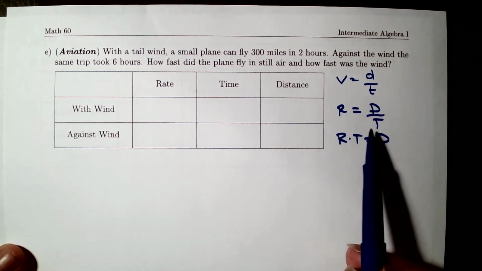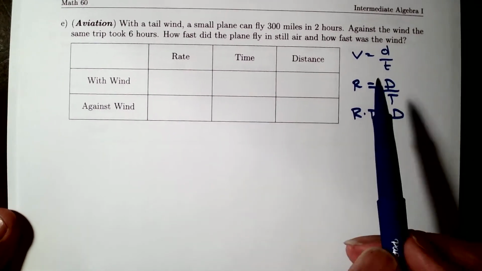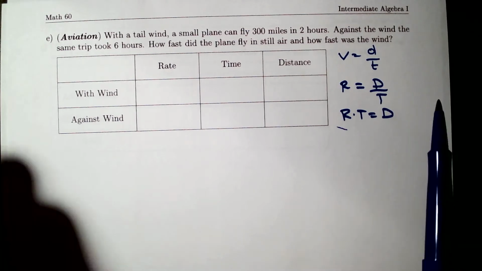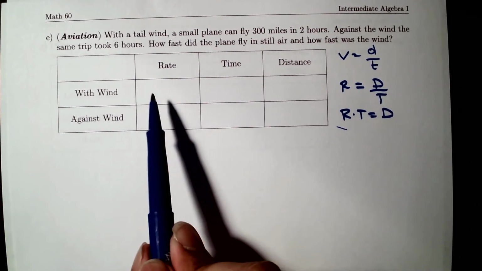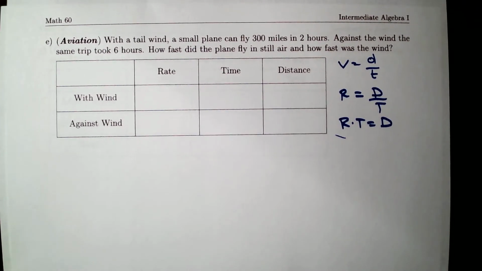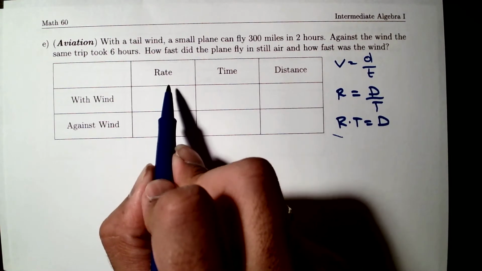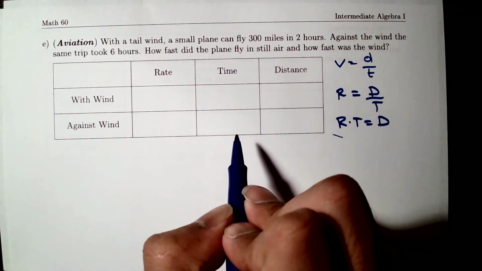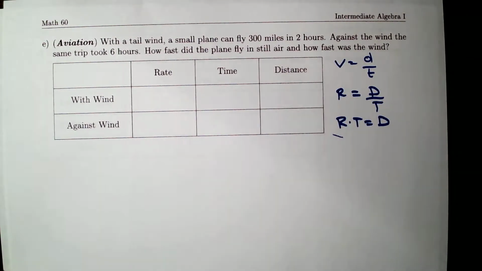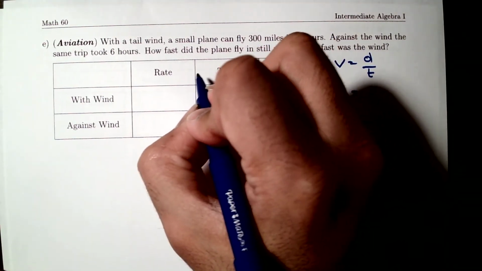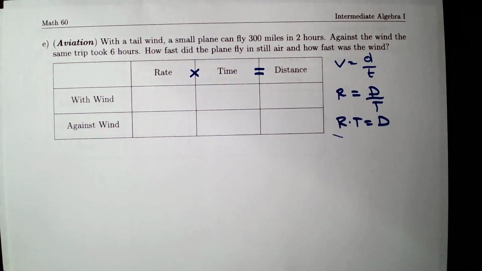This equation is going to come into play later in the semester, so it's a good idea to start getting used to it. We're going to use this table to help us set up the system of equations. We have one column for rate, one column for time, and one column for distance. We know that rate times time equals distance.